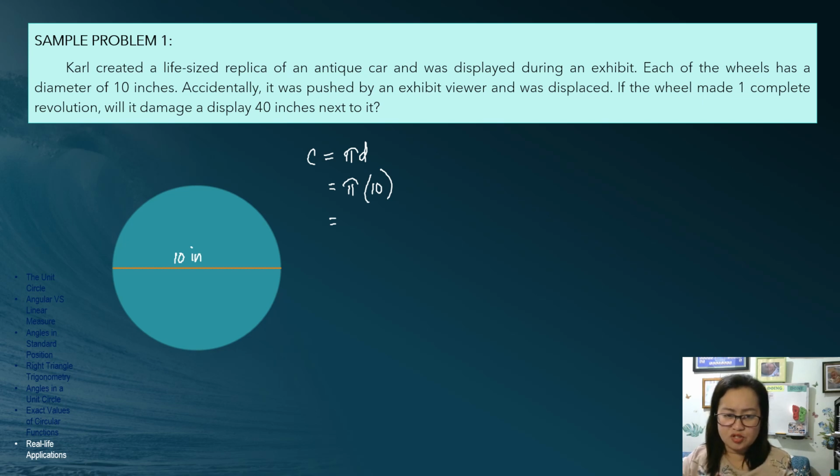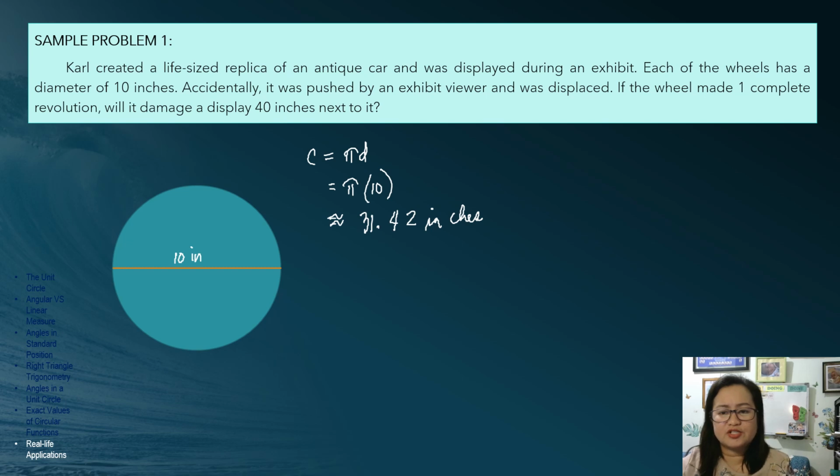Make sure that, okay, you have 10 pi, so 10 times pi, that is 31.415, or approximately equal to 31.42 inches. That's the displacement.